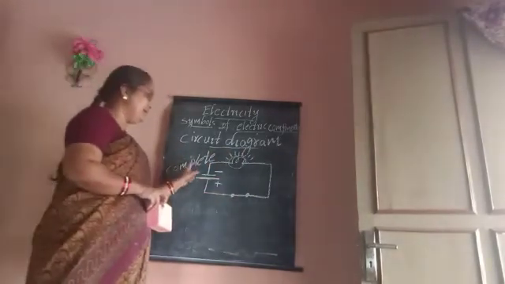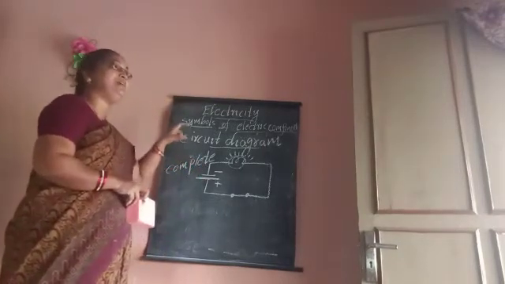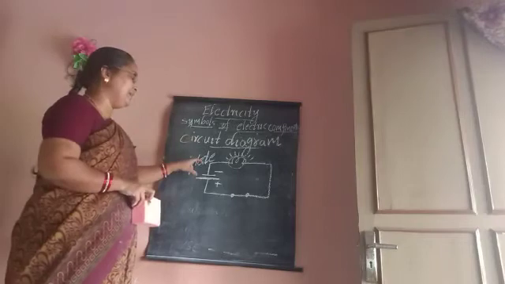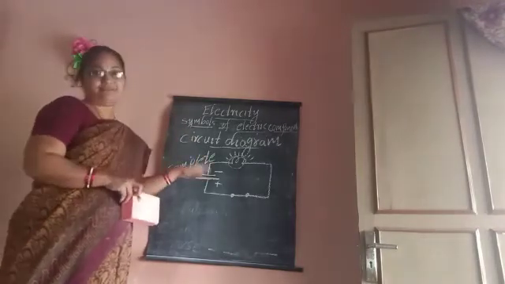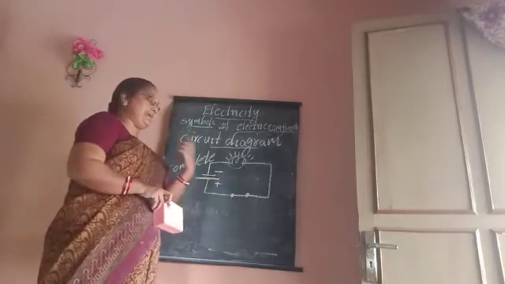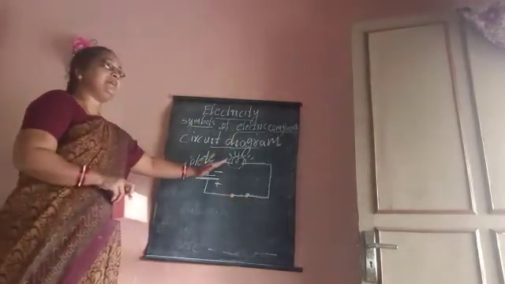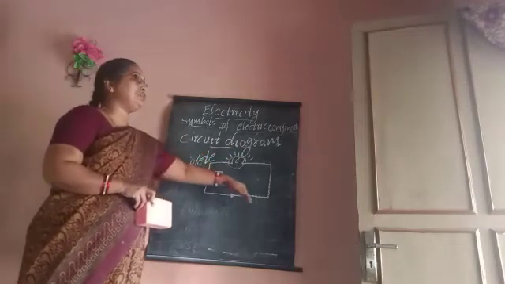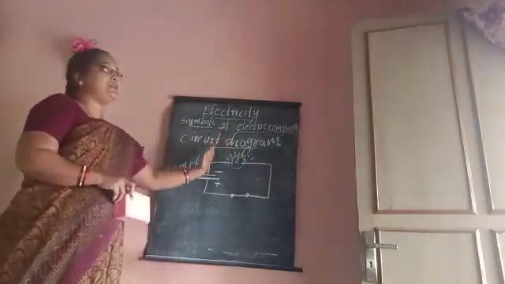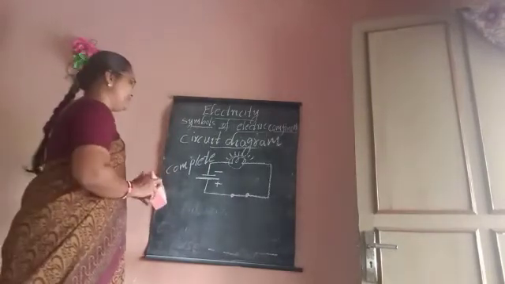A circuit diagram must have a source of electrical energy. It may be a cell or battery. In a circuit diagram, the switch can be placed anywhere. If the switch is in the on position, electrical energy will flow from the positive terminal of the cell to the negative terminal. So it is said to be a closed circuit or complete circuit.